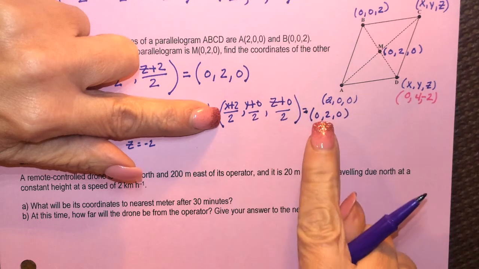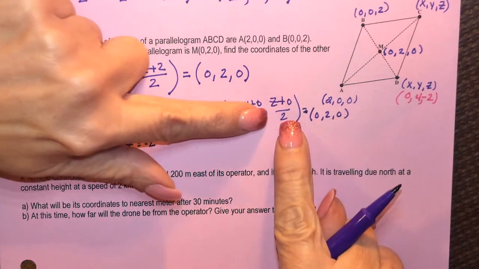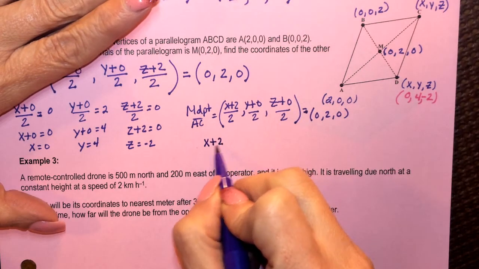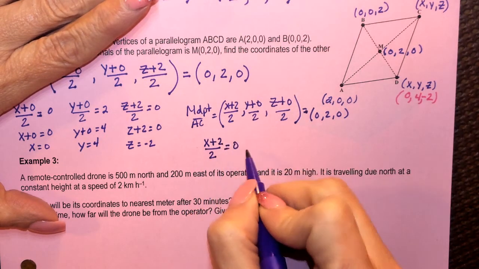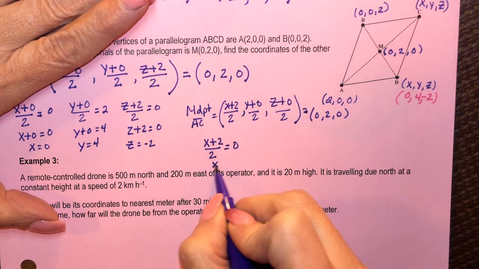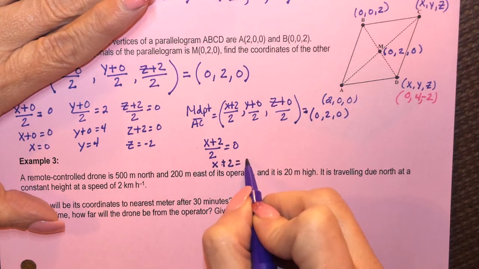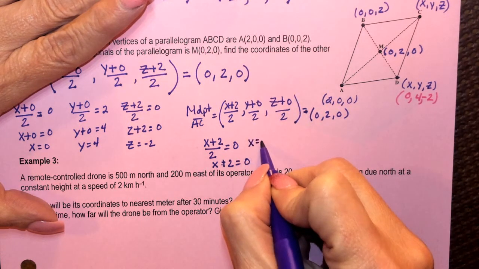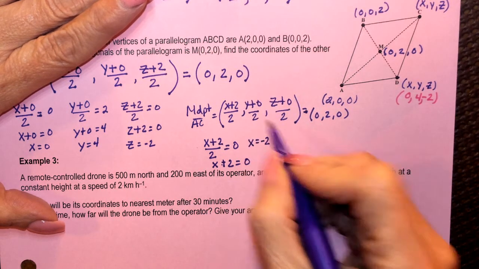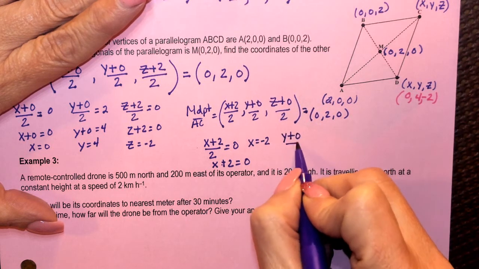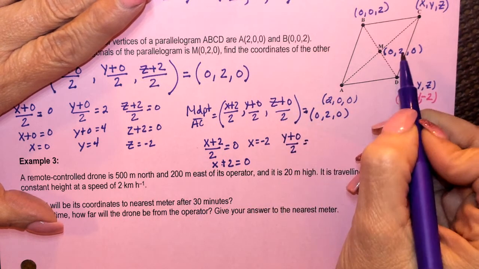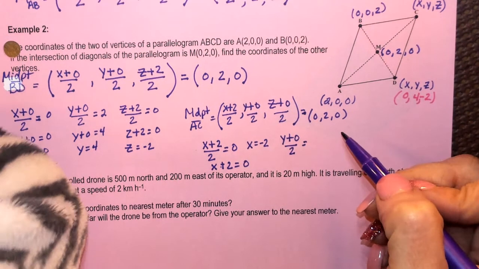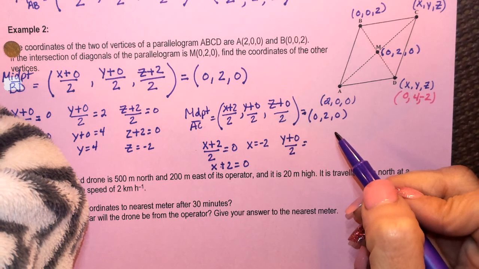Same thing, we're going to set this one equal to 0, this one equal to 2, this one equal to 0. All right, so X plus 2 over 2 equals 0. Cross multiply, X plus 2 equals 0. Move the 2 over, I don't really have enough room, so X equals negative 2. Now let's do the next one. Y plus 0 over 2 equals, let's see. Oh, you know what? I put that in the wrong spot. I just now caught that.